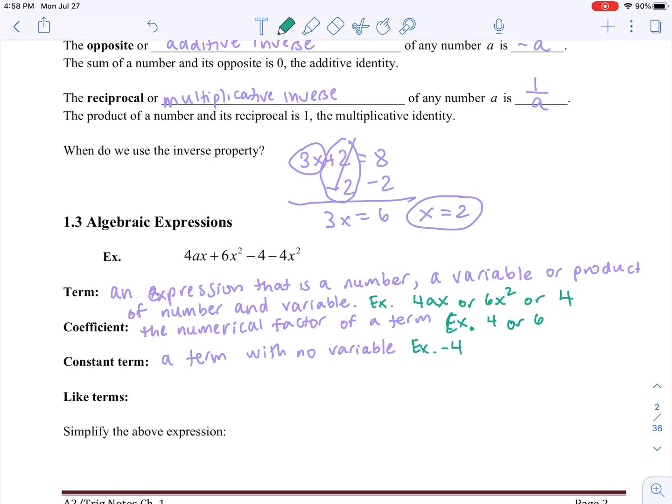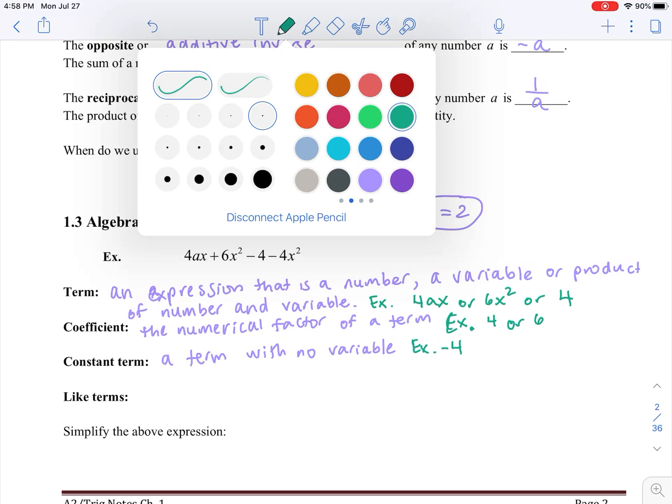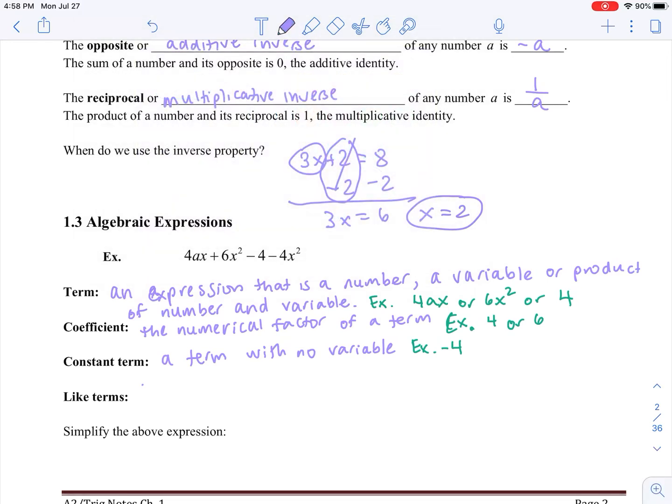Like terms are terms with the same variable, and it has to be raised to the same power. So take a look at the above, and I want you to pause the video and tell me if there are any like terms.